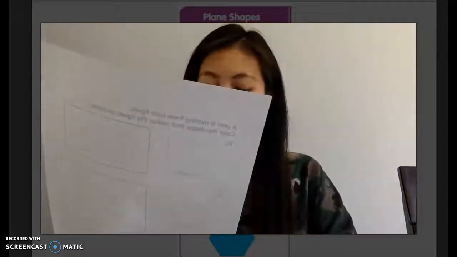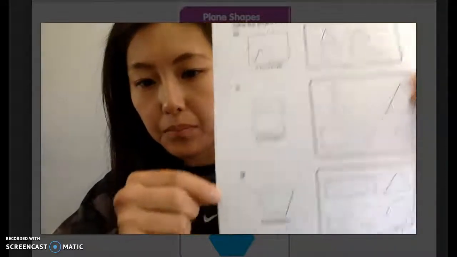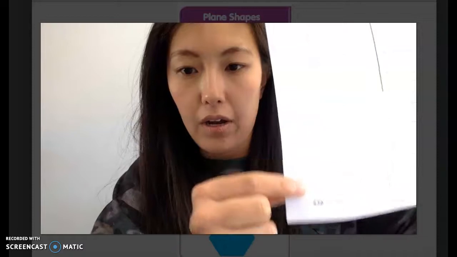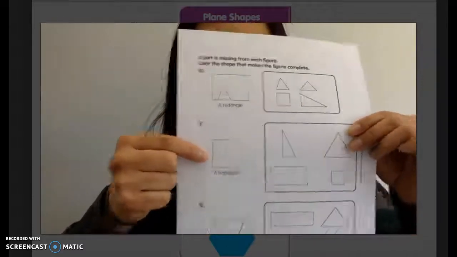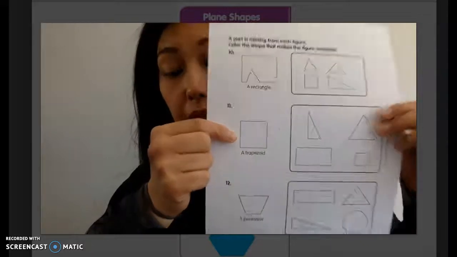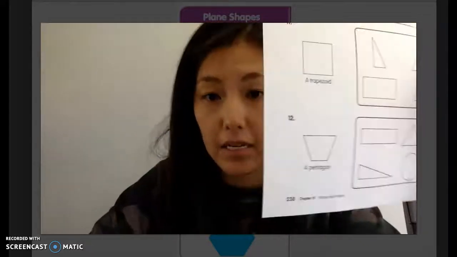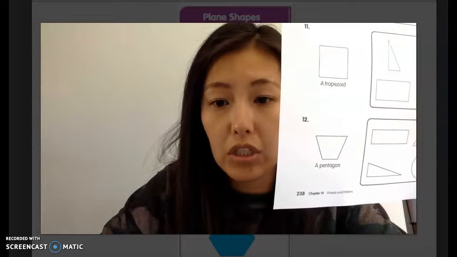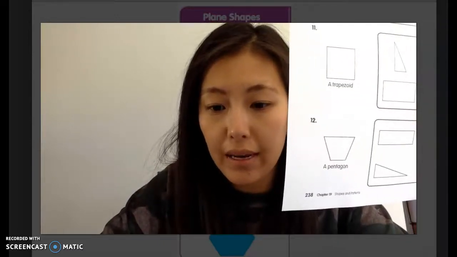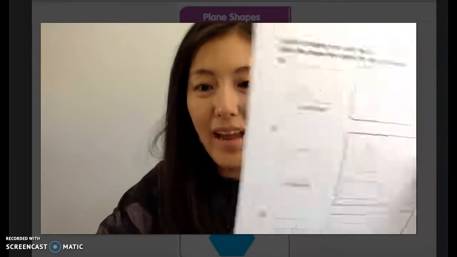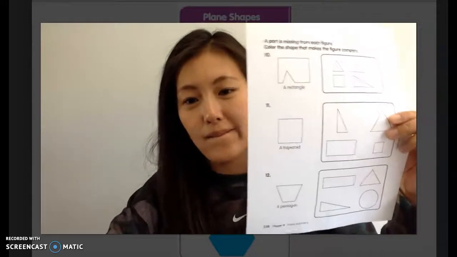So for page 238, friends, for number 10, you have a rectangle. Number 11 is a trapezoid, okay? And number 12 is a pentagon. Let's do one more for good luck.